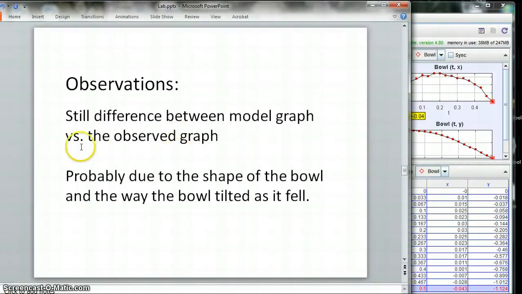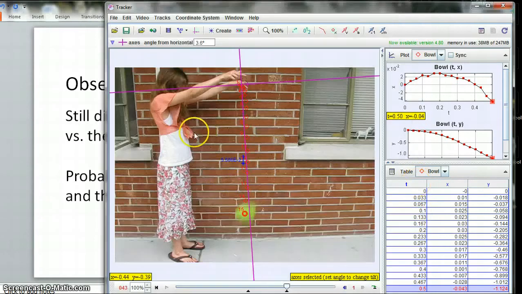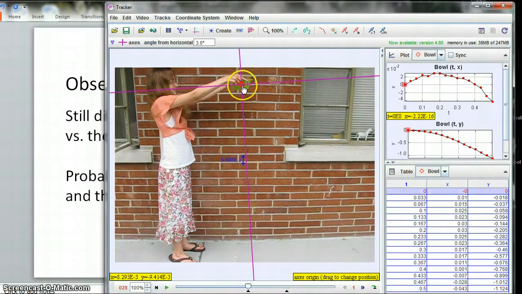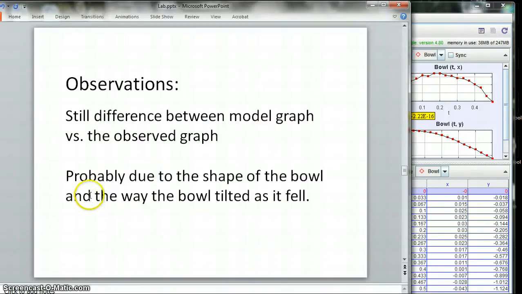So my observation is that it was better to turn the bowl the other way because the drag forces are more evenly spread out over the bowl when it's facing up rather than when it's facing down, and the bowl would be tilting around and it would be much harder to calculate drag force according to my model.